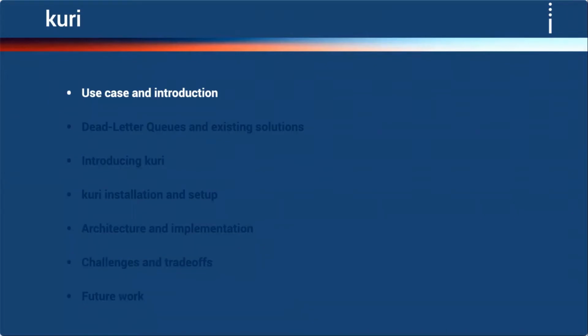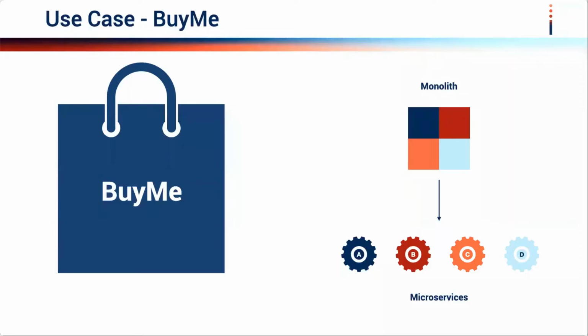We'll start with a use case and introduction. Let's look at the fictional company BuyMe. BuyMe is a young but growing e-commerce business. Recently, the engineering team advised the higher-ups that the business application would benefit greatly in terms of organization, reliability, and speed by adopting a microservice architecture instead of the current monolith.